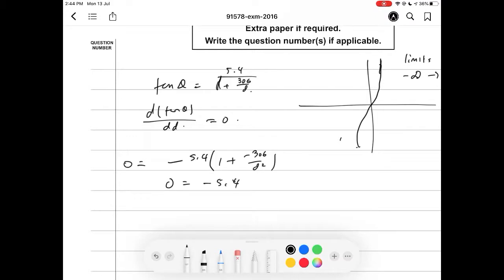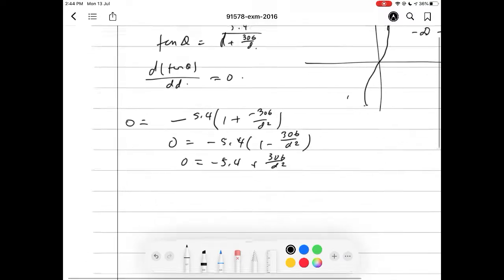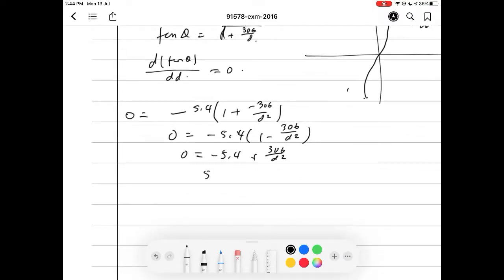Therefore 0 equals negative 5.4 times 1 minus 306 over d squared. 0 equals negative 5.4 plus 306 over d squared. So what we have here is 5.4 d squared equals 306.